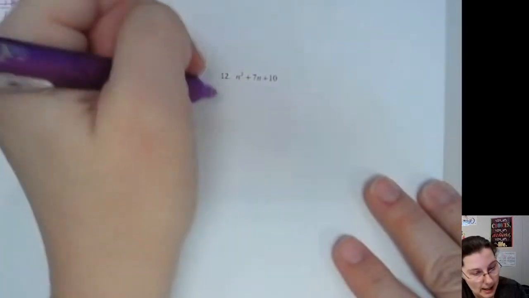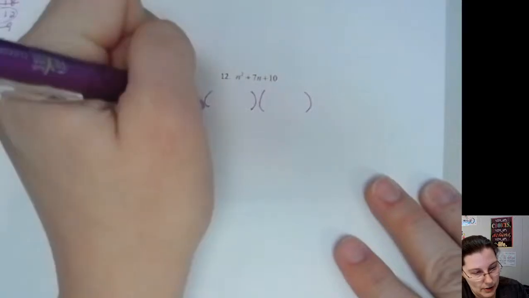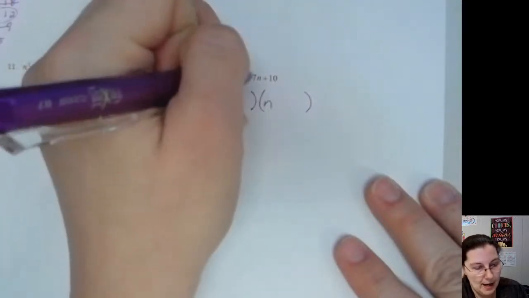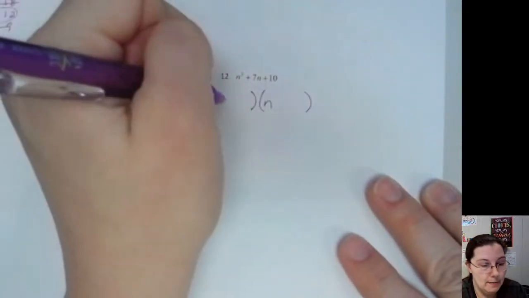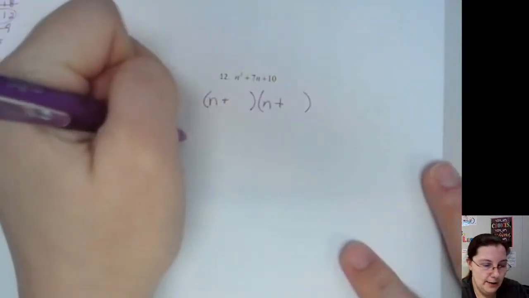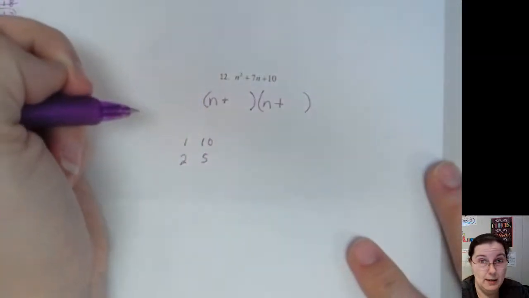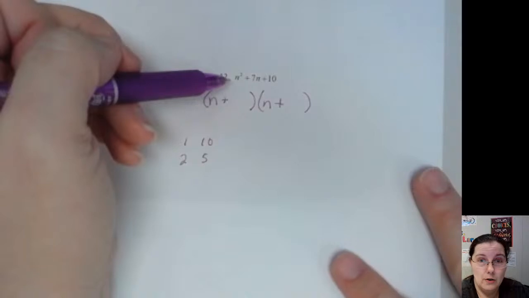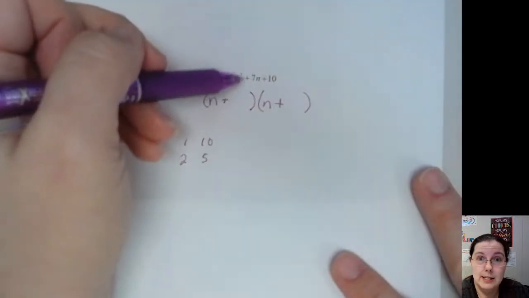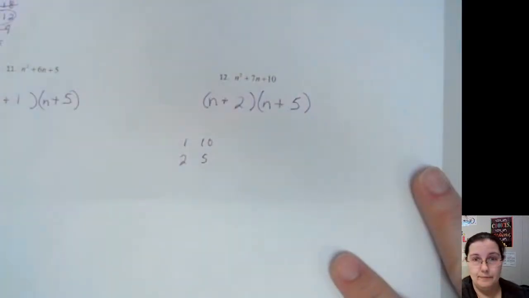All right, and our last problem here for today, I'm going to have number 12. So our n's are going to get split. Again, they're both positive, so I'm going to do a positive on both sides. Factors of 10, we've got 1 and 10, 2 and 5, and that's it. And so we need to get to 7. Well, 2 and 5 will get me there, so I can just drop those in.